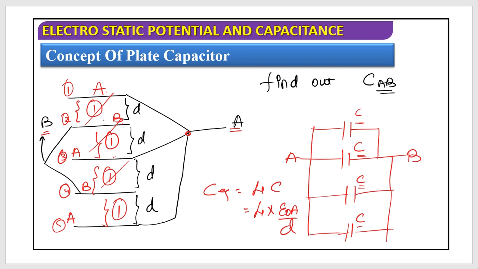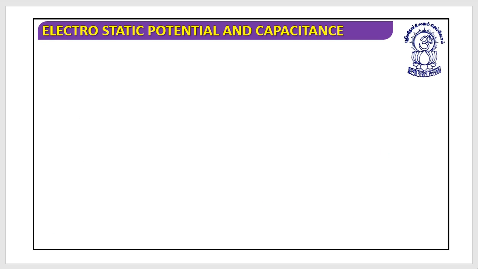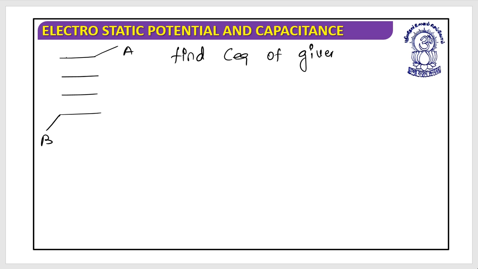Would you like to do one more? Yes, let's do one more. Let's have a look at this. Let's suppose there are plates 1, 2, 3 and 4. This plate has been connected with A, and this plate has been connected with B. So you need to find the equivalent capacitance of the given network. This is the requirement: find C equivalent of the given network.